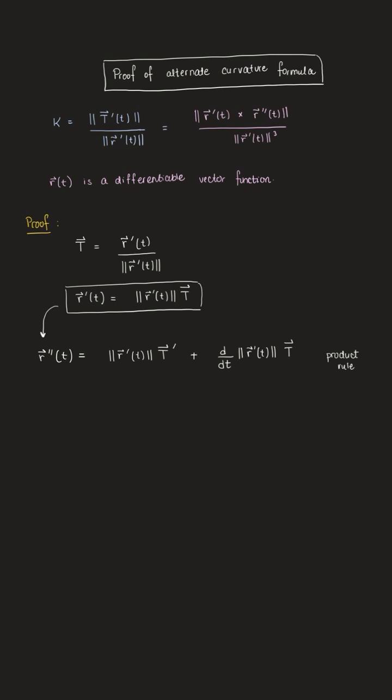And now we're going to write down an expression for the cross product of r prime of t crossed with r double prime of t using these two expressions above. So r prime of t we know is the magnitude of r prime of t times the tangent vector. And we're doing the cross product of this with r double prime, which is in the previous line, and that is the magnitude of r prime of t times T prime of t, plus the derivative with respect to t of the magnitude of r prime of t, times the vector T.